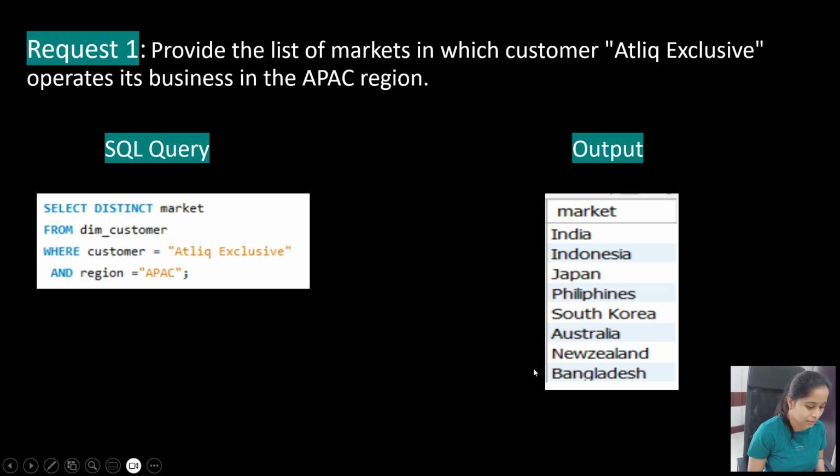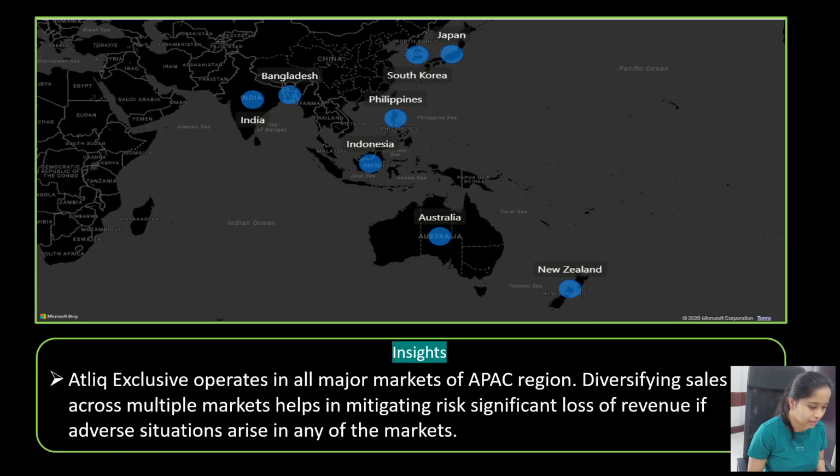Let's move to the insights part now. So we can see that they are distributed throughout the APAC region. Initially we can identify that the sales of AtliQ Exclusive are diversified over all the areas of the APAC region, like South Asia, Southeast Asia, East Asia and Oceania. Such diversification helps us in mitigating concentration risk.